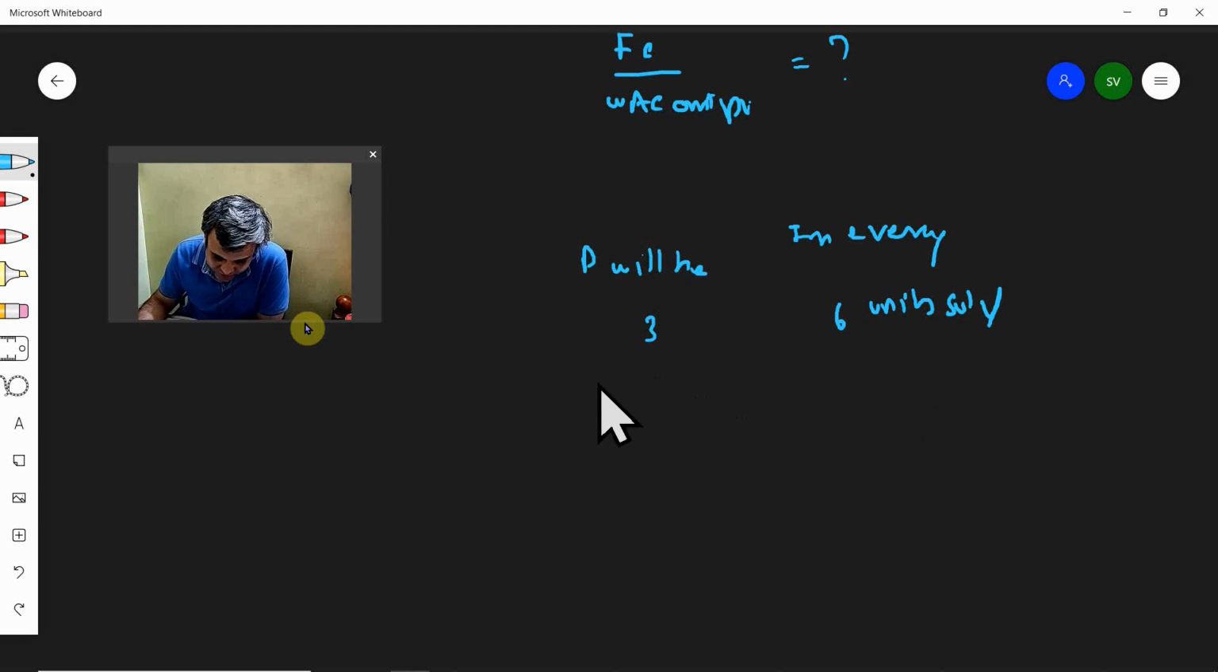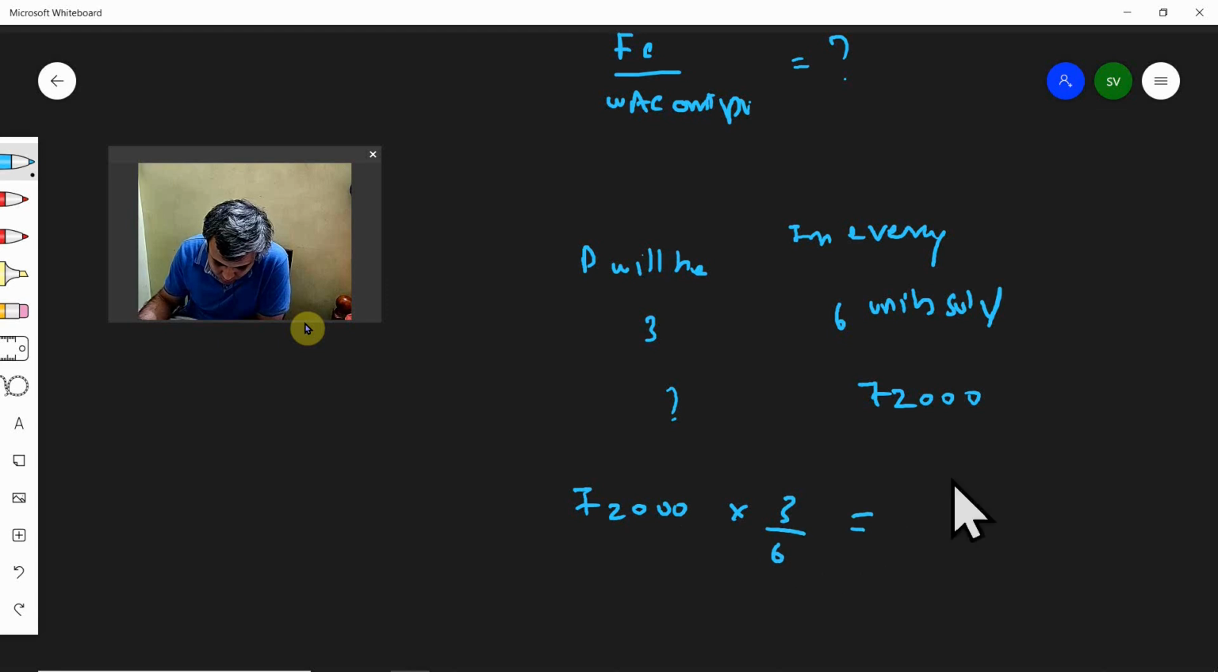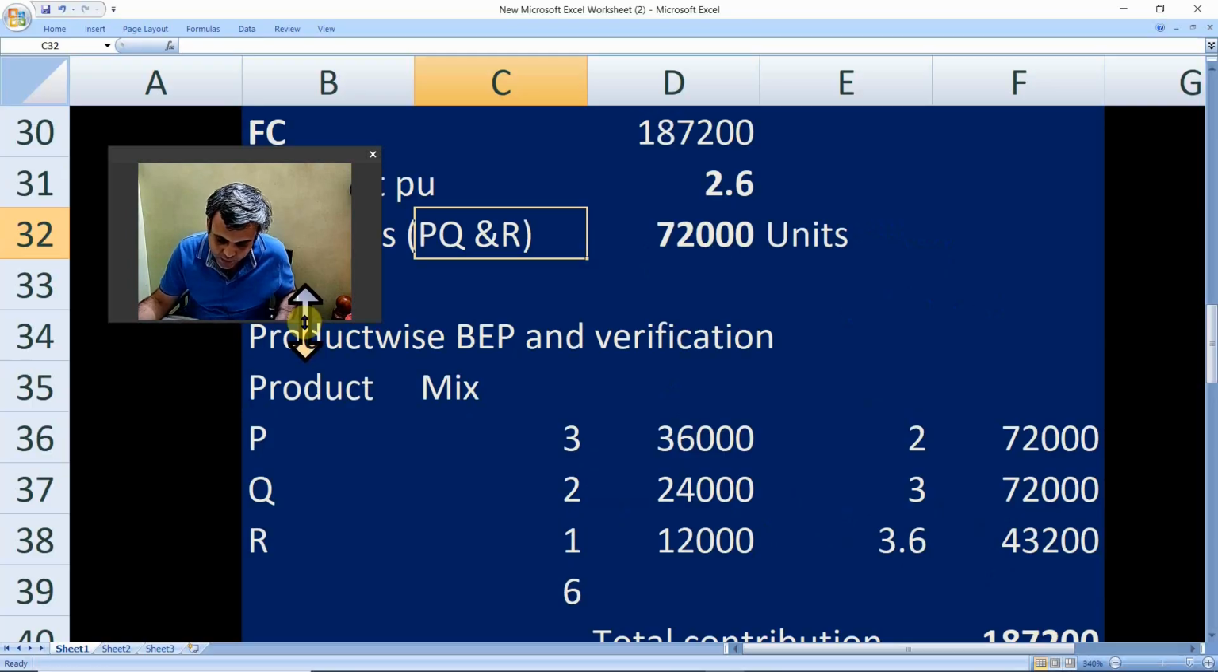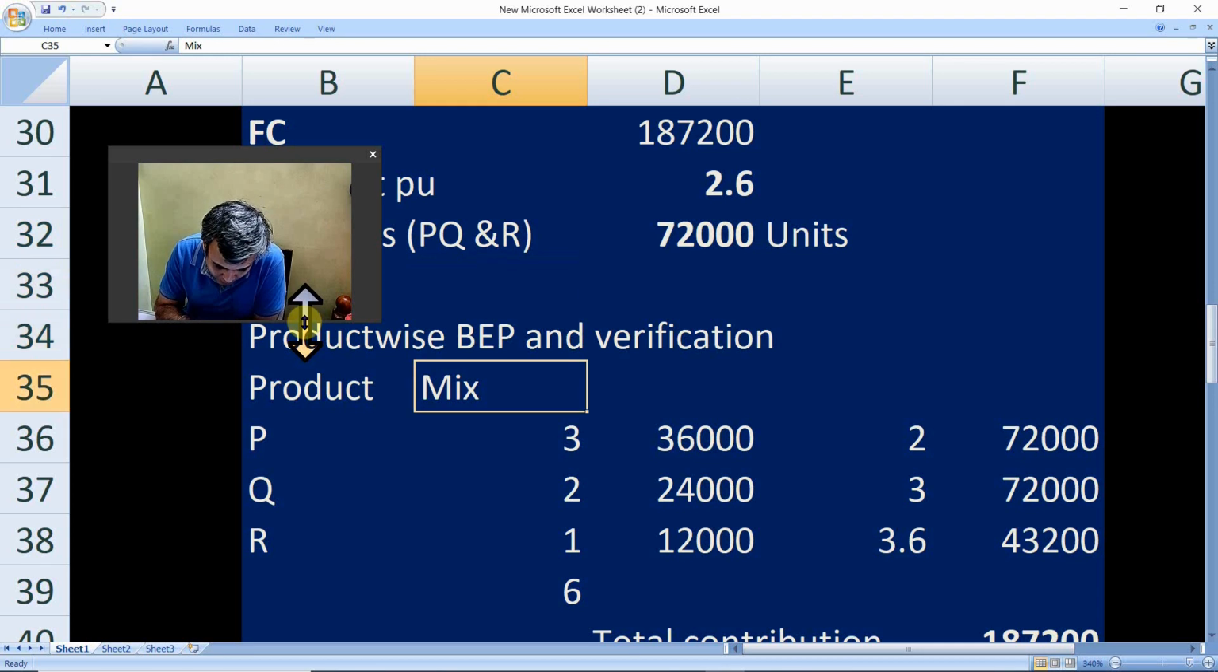So for 6 units, if it is 3, in 72,000 units, there will be how many P's? It will get cross multiplied, direct proportion. So it is 72,000 into 3 by 6. If you reduce this, it will become 36,000 units. Am I able to visualize what I'm saying? So that's what I have done here. Same logic I have applied for Q and R. So it is 24,000 for Q and 12,000 for R.